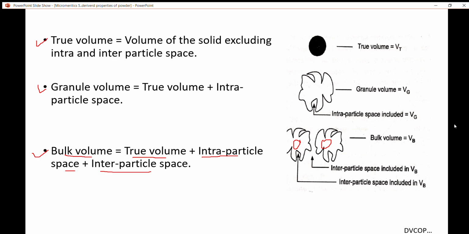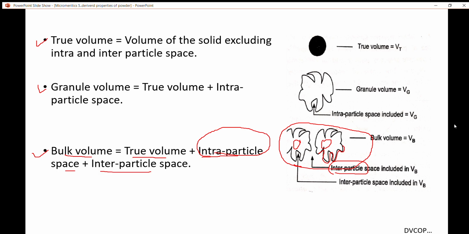In this image you can see two irregular particles, so these are the true volume. The space between these two particles is known as the interparticle space. That means the distance between the two particles. And the cracks present surrounding a single particle are the intraparticle spaces. So the true volume plus intraparticle spaces plus interparticle spaces, the whole, is known as the bulk volume.